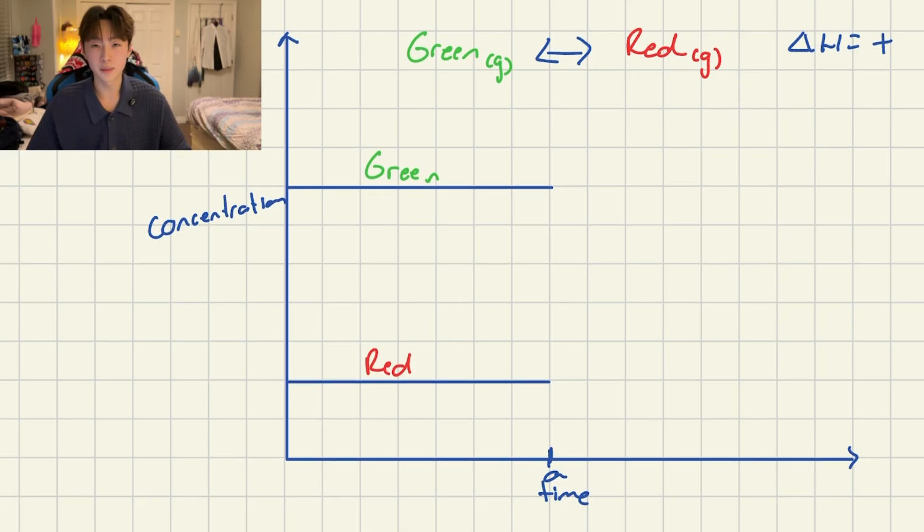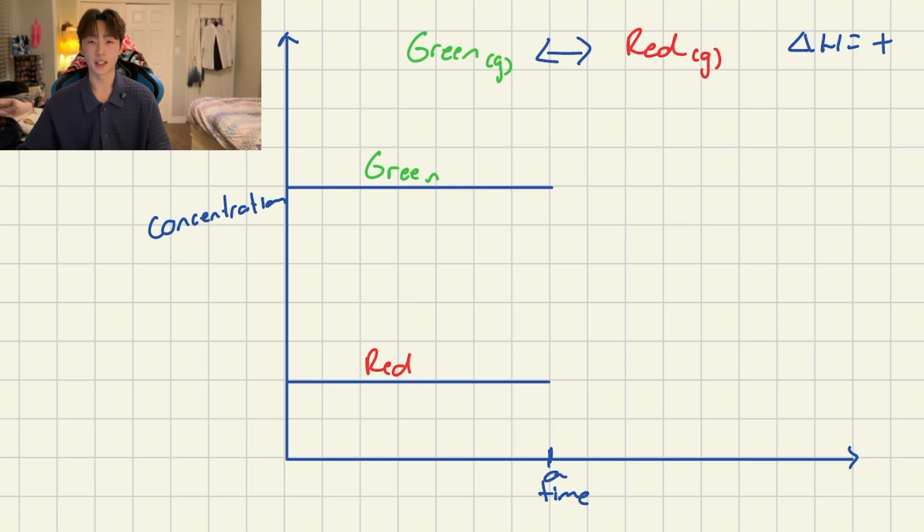Now let's look at what happens when temperature is changed in an equilibrium. So we have this reaction again. We have green in equilibrium with red. This time it tells us that delta H is positive. So this is going to be endothermic, going towards the product side. And let's say at time A we increase the temperature.